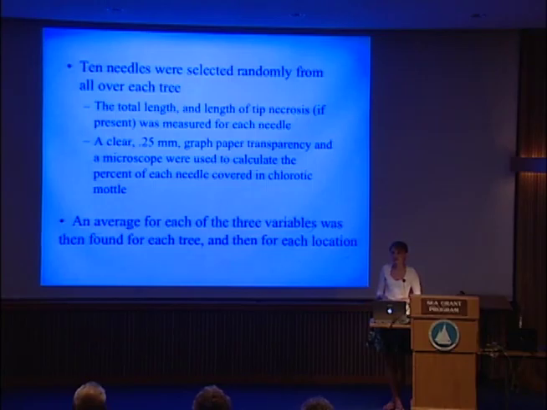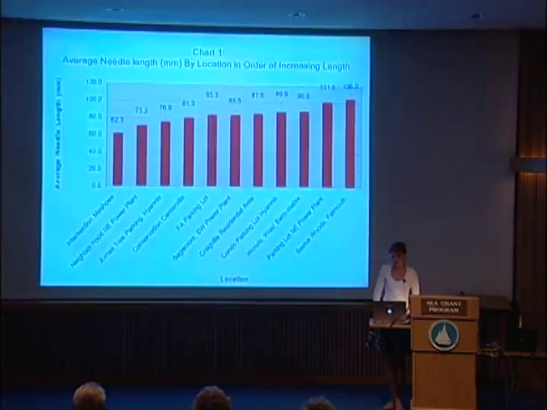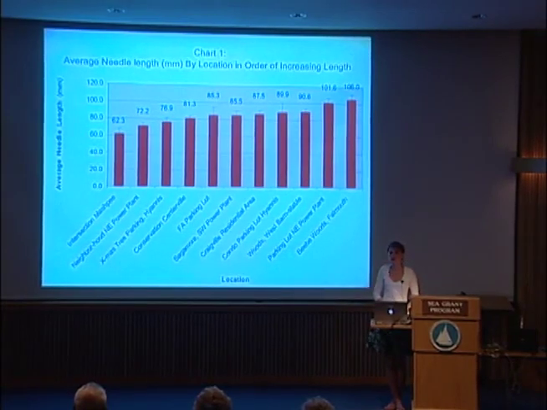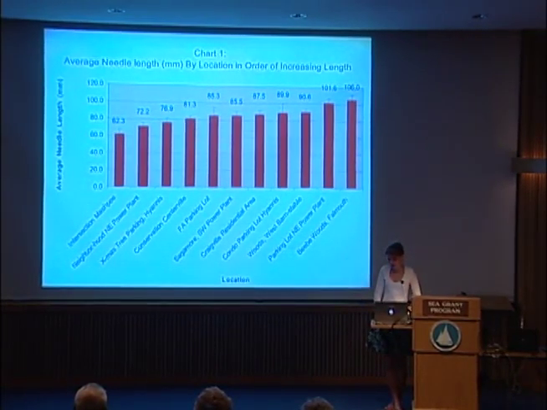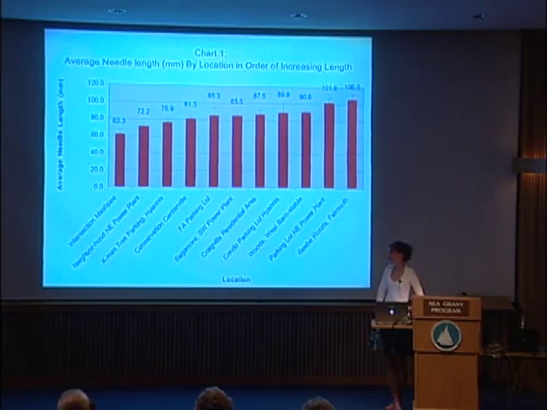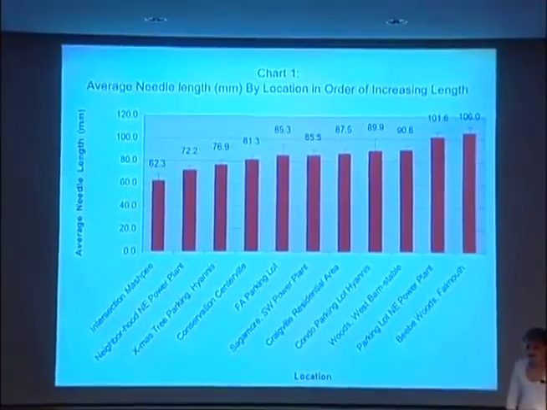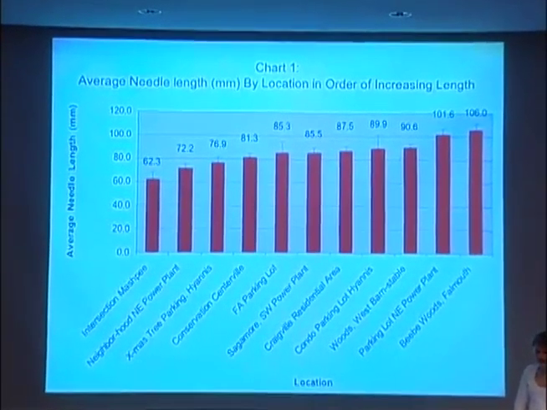Ten needles were selected from each of the three trees for each location, and I measured the total length and the tip necrosis. Then I stuck each needle under a microscope and put clear transparency over it, and I would count the number of squares the needle took up and then the number of squares that the chlorotic mottle took up, to get a percent of the needle covered in chlorotic mottle. So each of these three variables was averaged for the trees in each location. I'm going to show you three charts, and it compares each variable separately to the different locations.